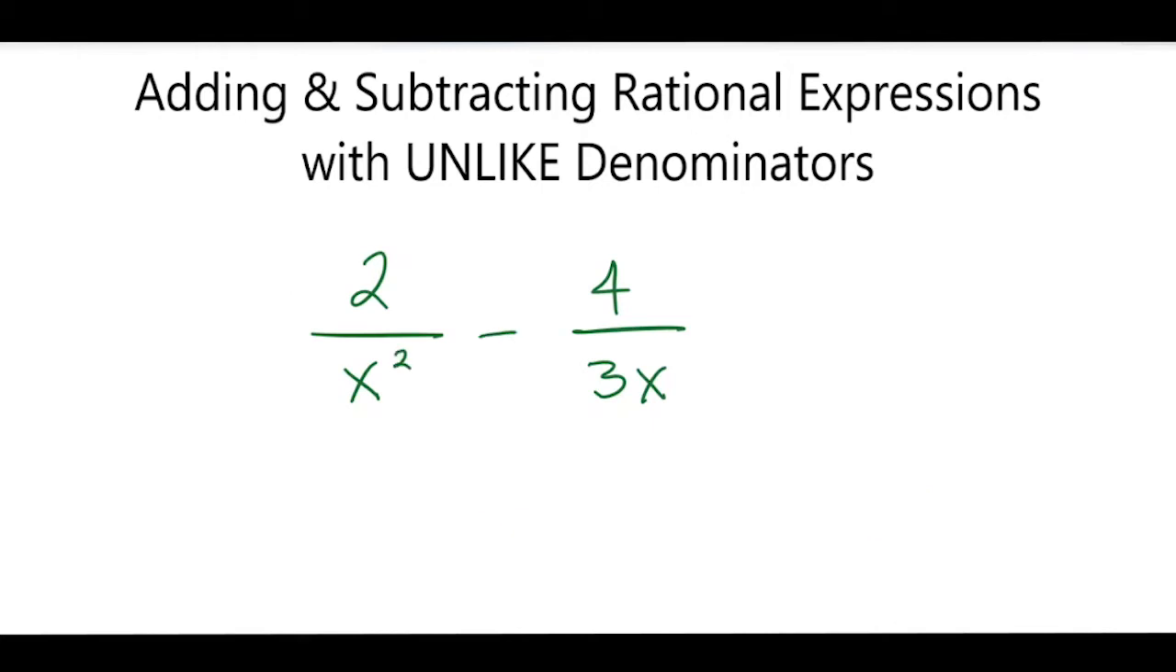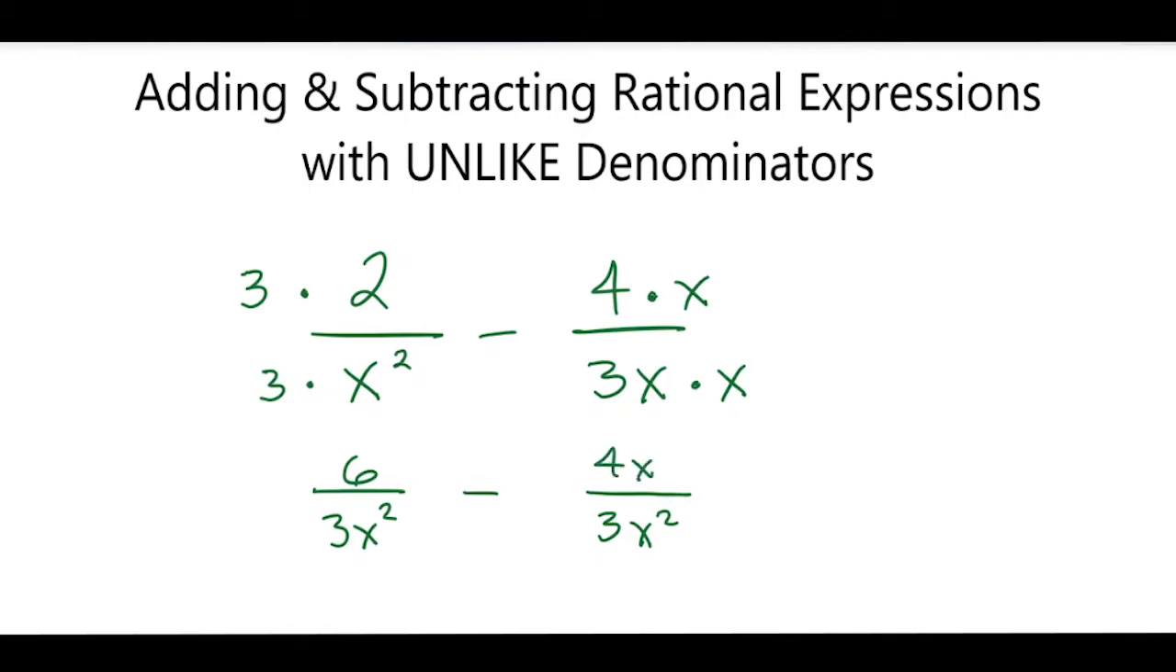So here I have 2 over x squared minus 4 over 3x. So I need to find a common denominator. So my least common denominator here is going to be 3x squared. So I had to multiply this x squared by 3 to get 3x squared. So I need to multiply the top by 3, and that's going to give me 6. Minus, bring that subtraction sign down, and I had to multiply this 3x by x to get 3x squared, so I will multiply that 4 also by x, which is 4x.